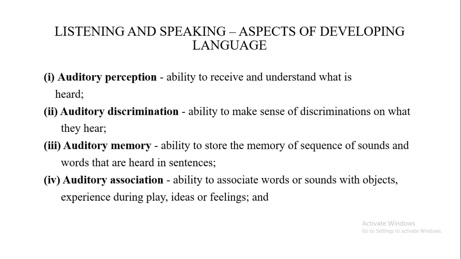And auditory discrimination means the ability to make sense of discriminations in what they hear. Auditory memory is the ability to store the memory of a sequence of sounds and words that are heard in a sentence. And auditory association is the ability to associate words or sounds with objects experienced during play, ideas or feelings.